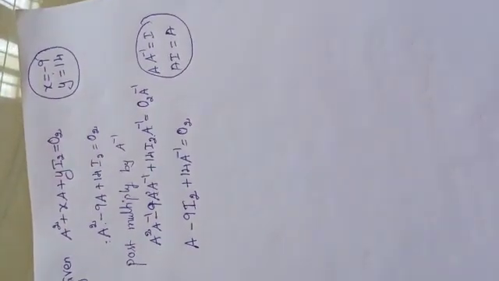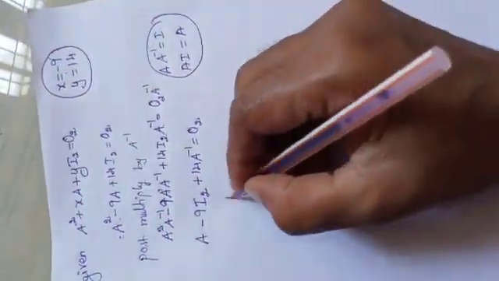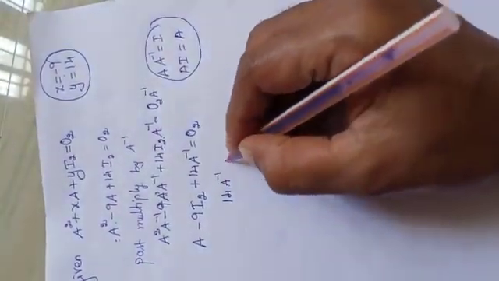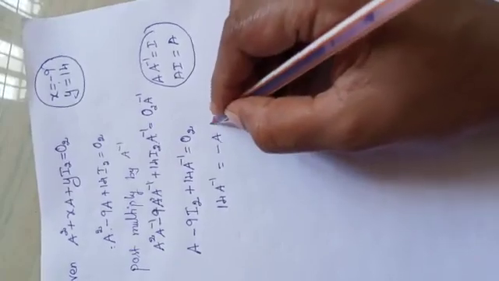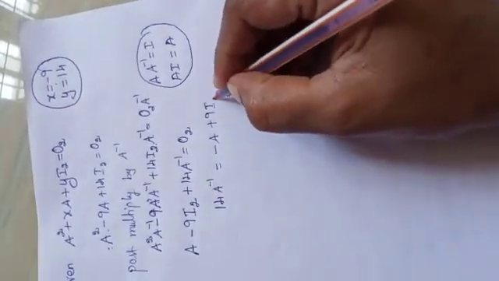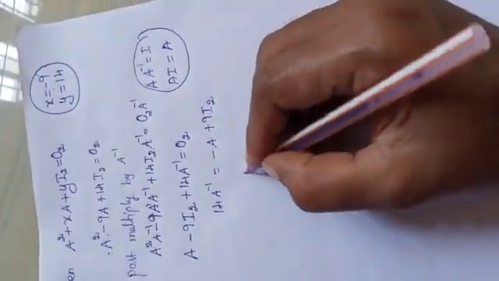From this we need only A inverse. So keep A inverse on the left side and take all the values to the right side. So 14 A inverse is equal to, see, minus A plus 9 I2. Now substitute the values.